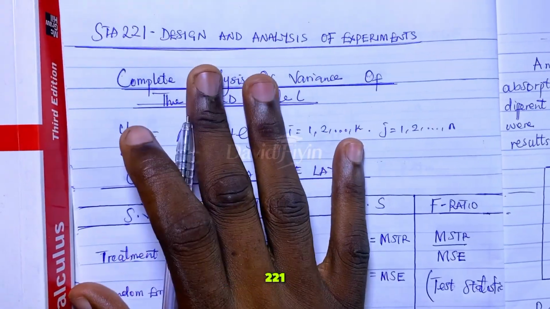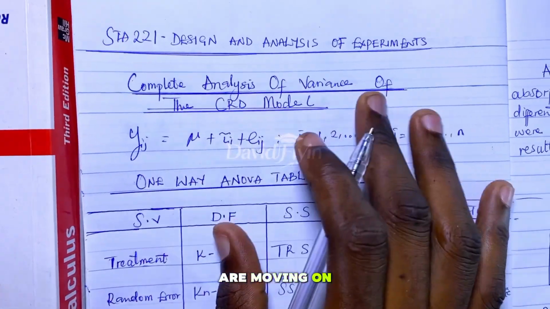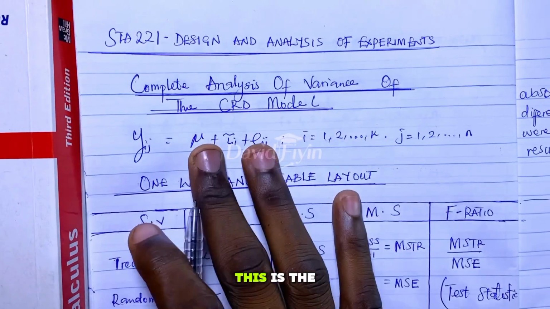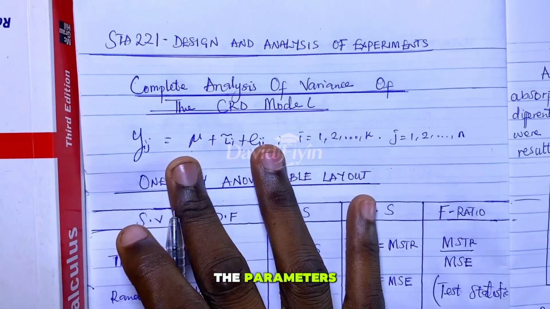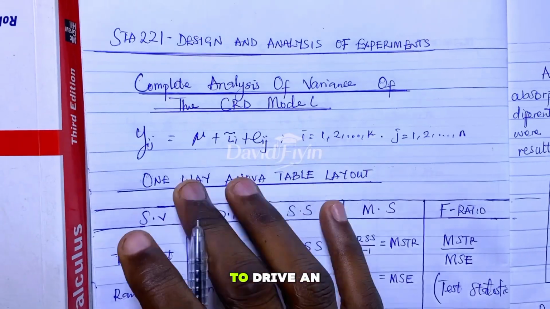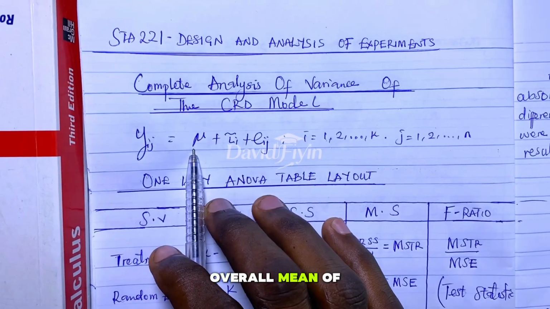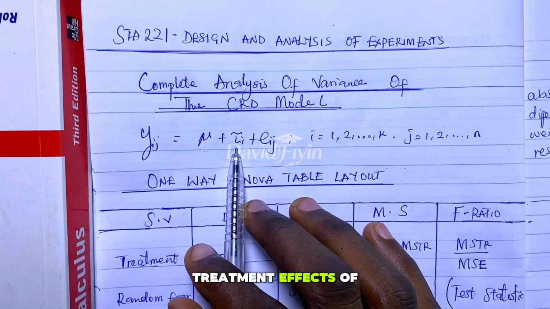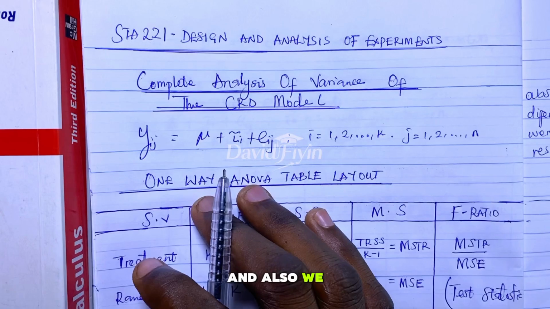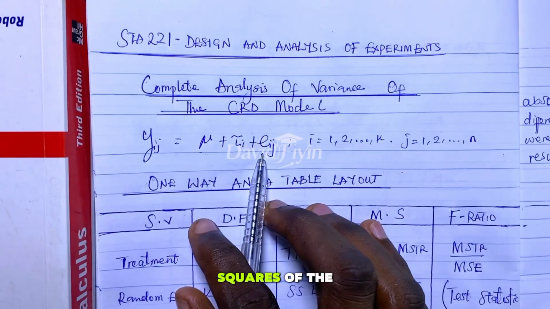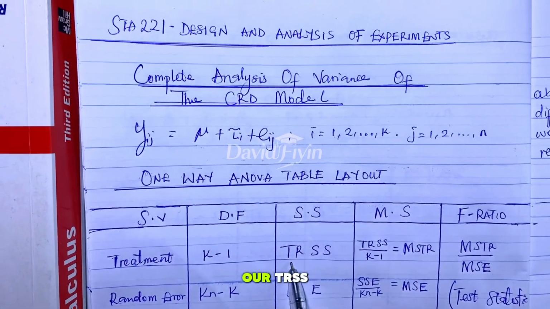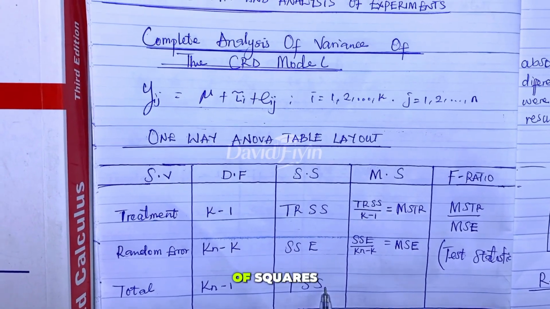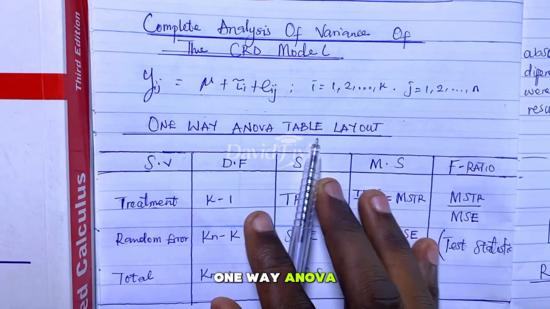I'm still on the series Design and Analysis of Experiments, and now we're moving on with the complete analysis of variance of the CRD model. This is the CRD model. In our last videos, we learned how to estimate the parameters or the components of the CRD model. We derived an equation for the overall mean of the CRD model, whose symbol is mu. We derived an equation for tau i, which stands for the ith treatment effect of the CRD model. And we further learned how to partition the sum of squares of the CRD model, which led us to deriving our TRSS, the treatment sum of squares, and our TSS, the total sum of squares. Now today we're going to be looking into the one-way ANOVA table.